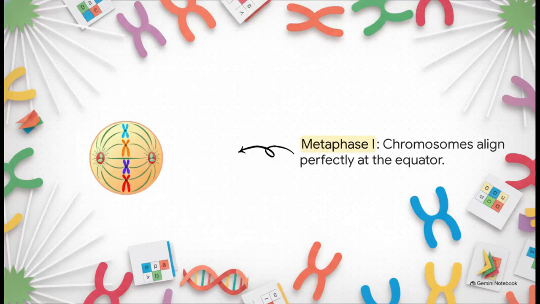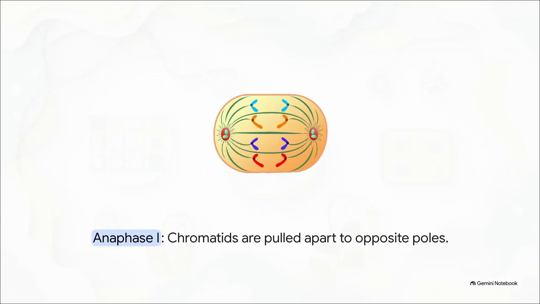As we slide into metaphase 1, notice how the chromosomes align perfectly at the equator, the dead center of the cell. Meanwhile, out at the edges, you've got these green structures, the centrosomes. They're using spindle fibers to reach out and grab the chromosomes right at their center point, which we call the centromere.